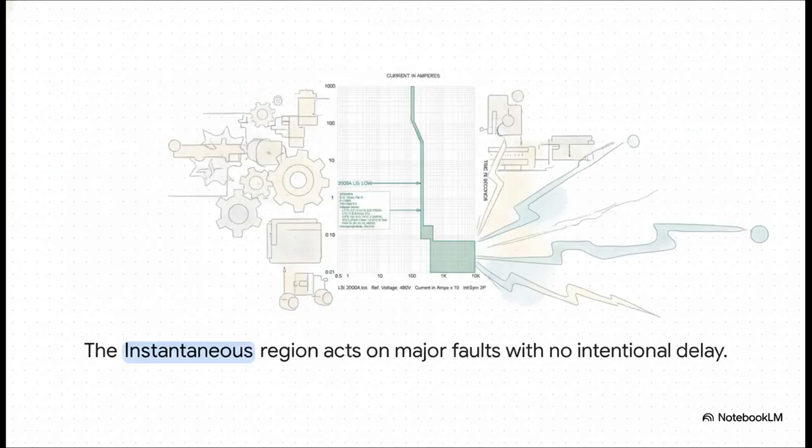And then, for the absolute worst-case scenario, we have the instantaneous region. This is the breaker's panic button. This is for massive fault currents. We're talking a direct, metal-on-metal short circuit, what some people call a bolted fault. When the current hits this level, there are no more delays. There is no waiting. The curve just drops to a flat horizontal line at the bottom, and the breaker trips as fast as its mechanical parts can physically move. This is the ultimate defense against the destructive force of a major fault.